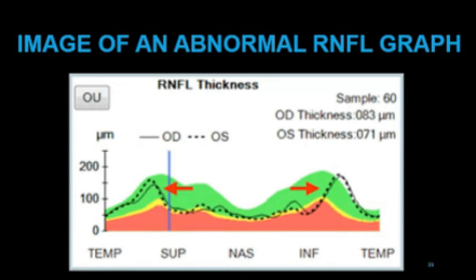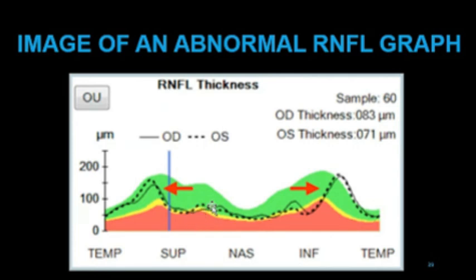Now, this is an image of an abnormal RNFL graph. In this place, this is the temporal part. It is all going well. Remember, the straight line is for the right eye, and the dotted line is for the left eye. At this point, everything seems to be fine. Then when we get to the superior part, did you notice that the dotted line entered the yellow part? Did you also notice that at this point it touched the red part? Yes.